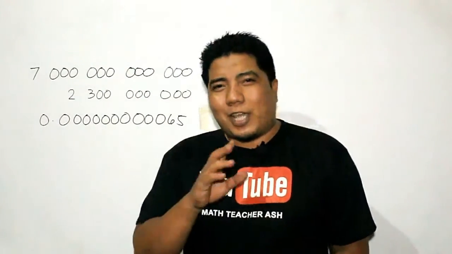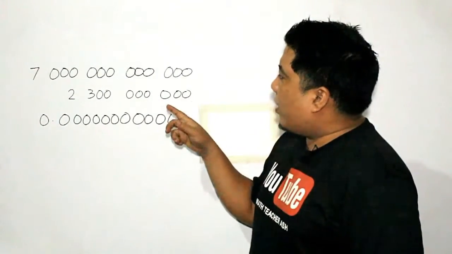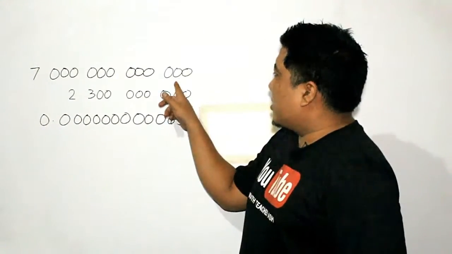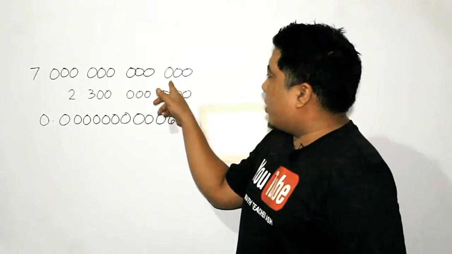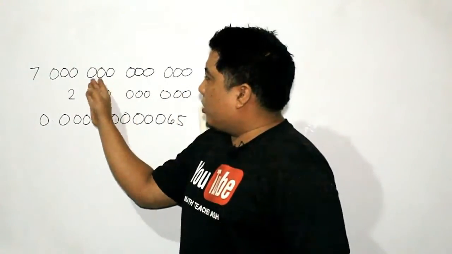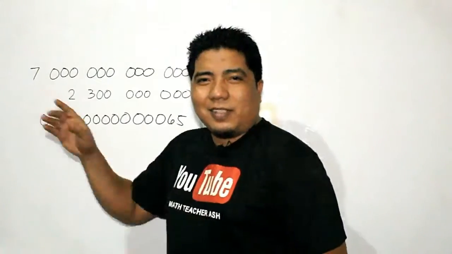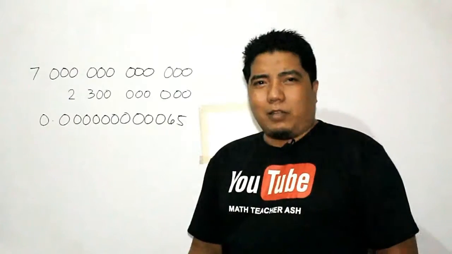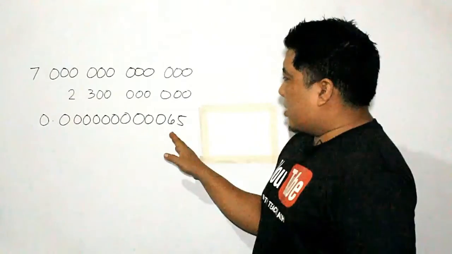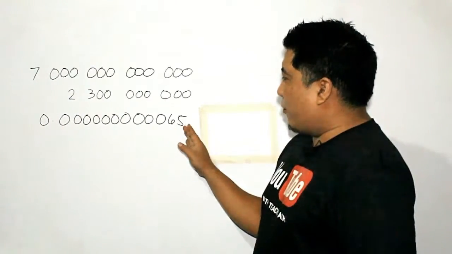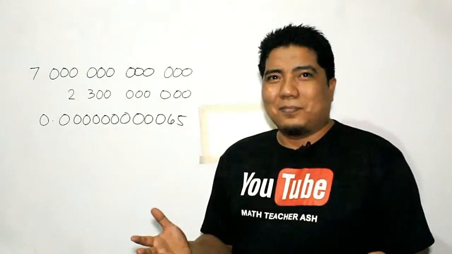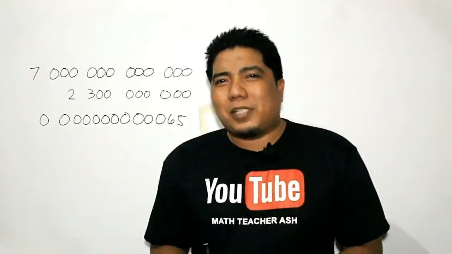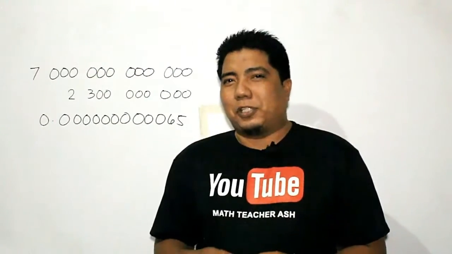Hello math learners, check this out. 7 trillion. This is ones, tens, hundreds, the thousands, the million, the billion, and the trillion. 7 trillion. This is 2 billion and 300 million. This is 65. So difficult, right? These are very big numbers and these are very small numbers.